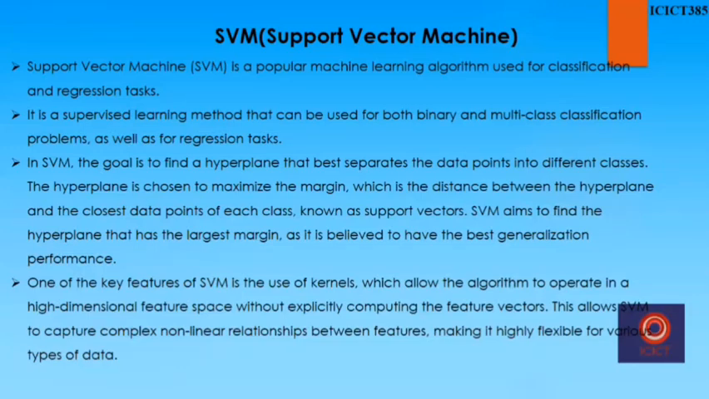known as support vectors. One of the key features of SVM is the use of a kernel, which allows the algorithm to operate in a high dimensional feature space without explicitly computing the feature vectors. This allows the SVM to capture complex non-linear relationships between the features, making it highly flexible for various types of data.